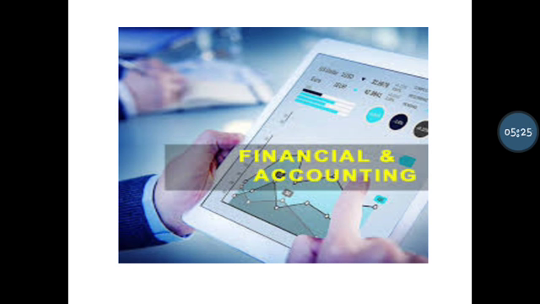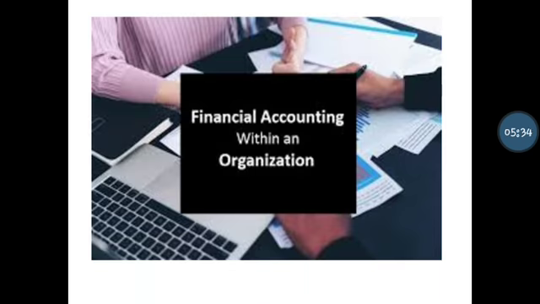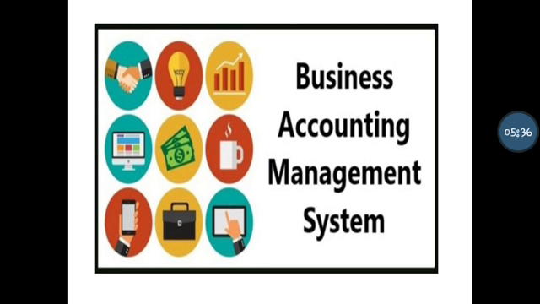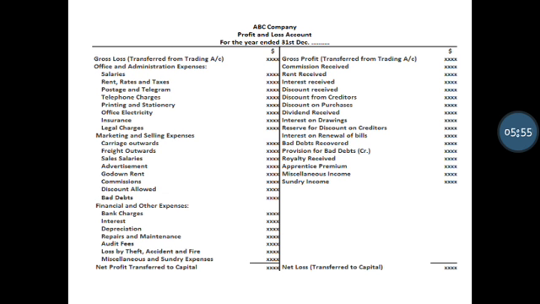Financial accounting. Financial accounting is used to know the financial statement position within an organization. So this is the business accounting management system. It shows the trading account, where there are debit and credit. Accounting is like the debit or credit of every particular business. It shows the profit and loss account of ABC company.